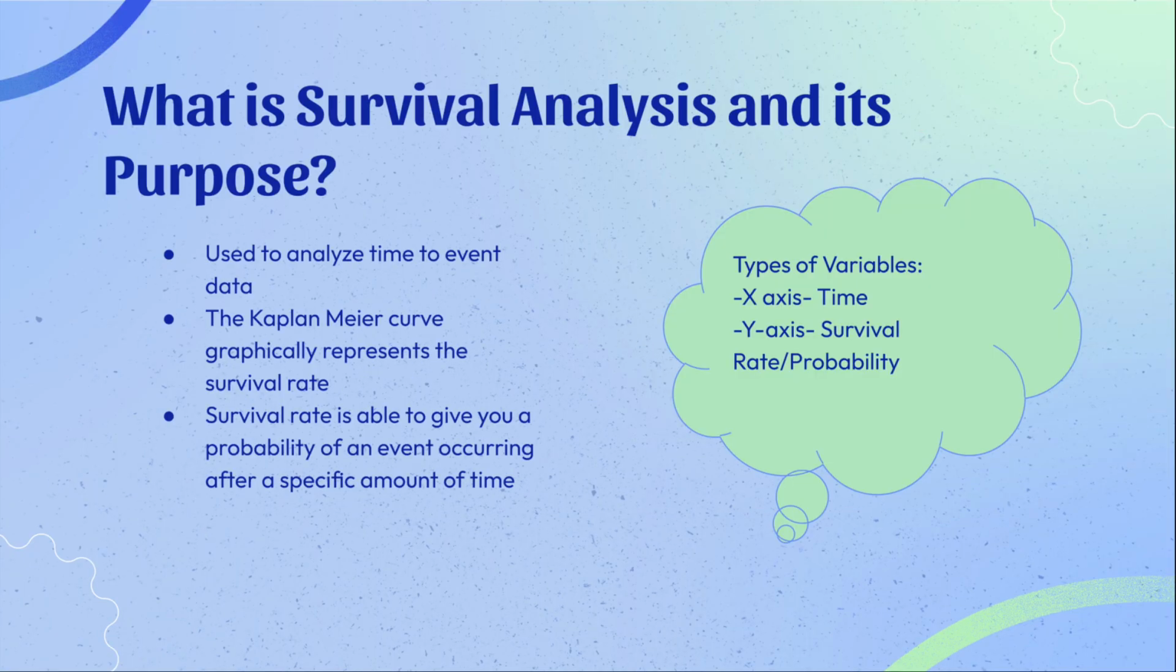To start off, the Kaplan Meier curve is a type of survival time analysis in which the curve graphically represents the survival rate. The survival rate depicted in a graph is able to give you a probability of an event occurring over a specific time period. There are two types of variables, which include time on the x-axis and survival rate or probability on the y-axis.